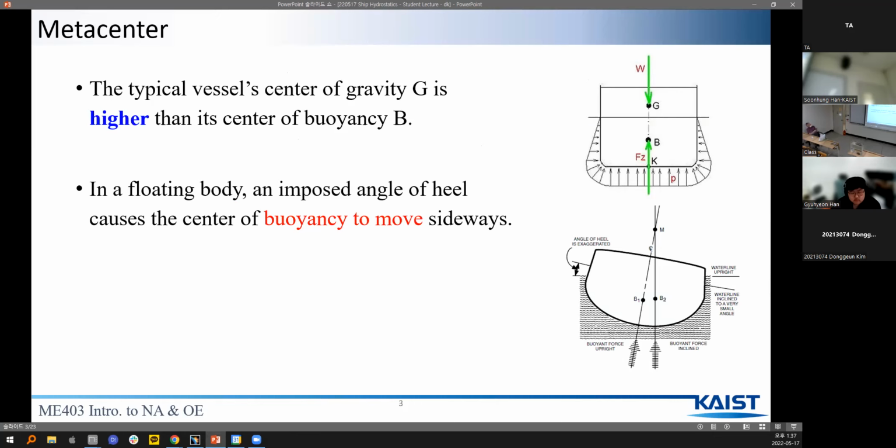the definition of the metacenter. The typical vessel's center of gravity G is higher than its center of buoyancy B. In a floating body, an imposed angle of heel causes the center of buoyancy to move sideways.